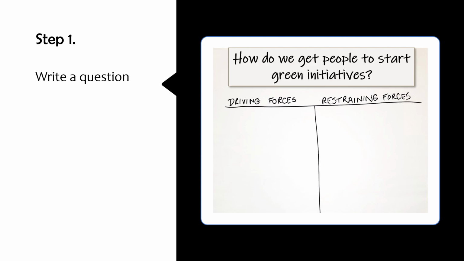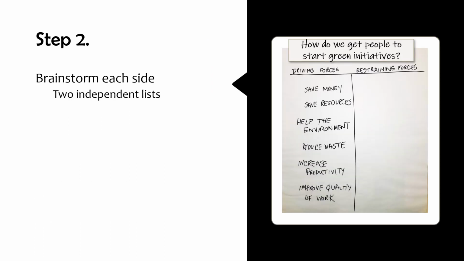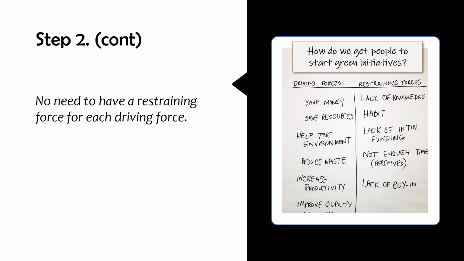Draw a large T on the paper or board below the question. On one side, above the horizontal line that makes up the T, write driving forces, and on the other side, write restraining forces. Brainstorm each side of the T-chart. These should be two independent lists. There is no need to have a restraining force for each driving force.